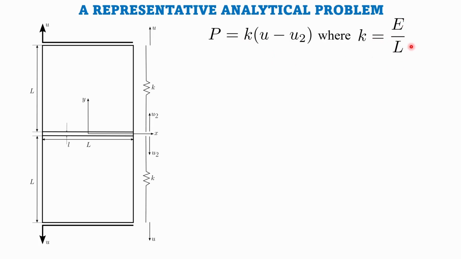So 1 by K is L by E. So U2 will be U minus PL by E. We are taking the area of cross section as 1, so the capital A term that typically is here is 1. So essentially your U2 will be U minus PL by E.